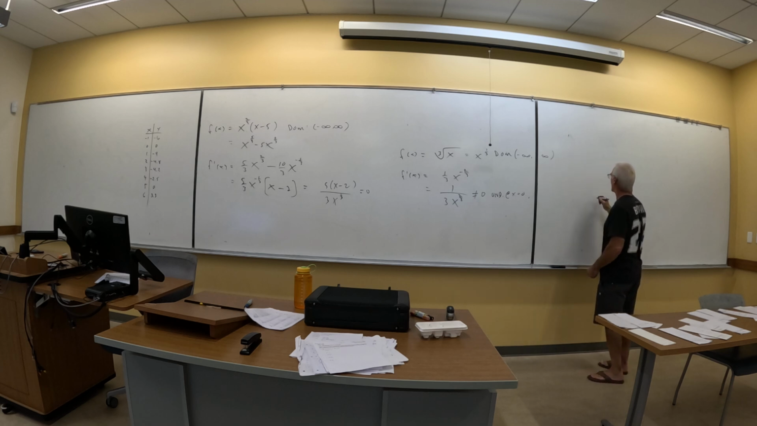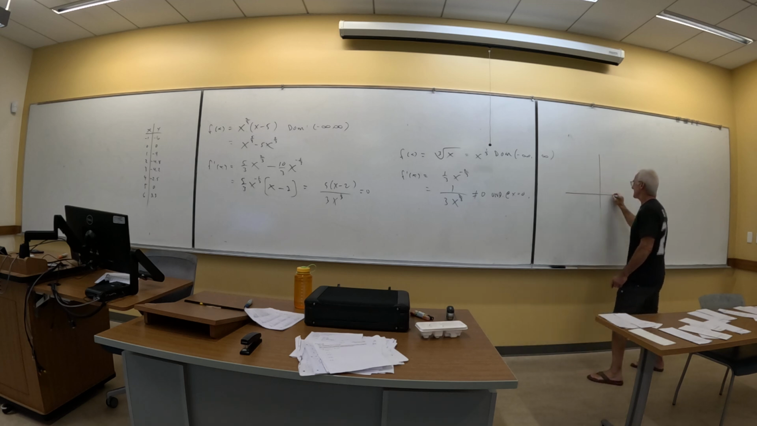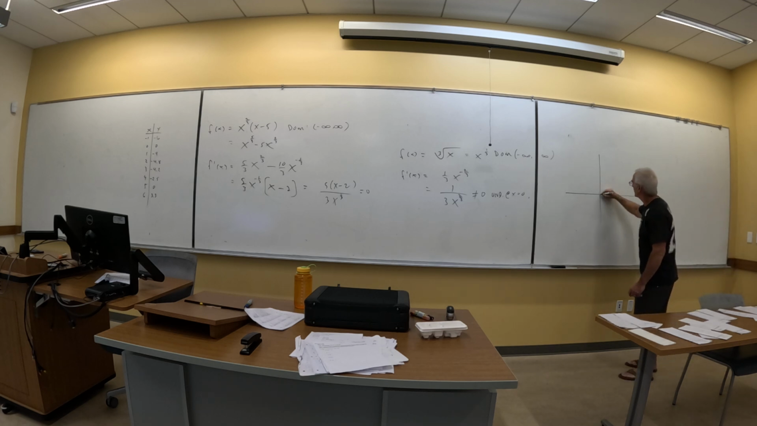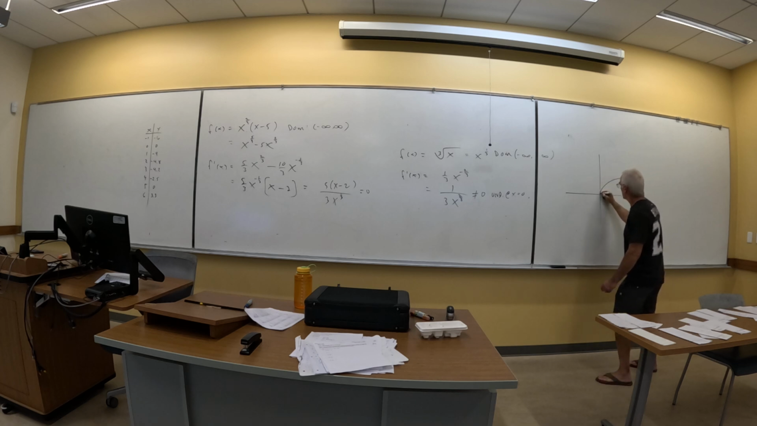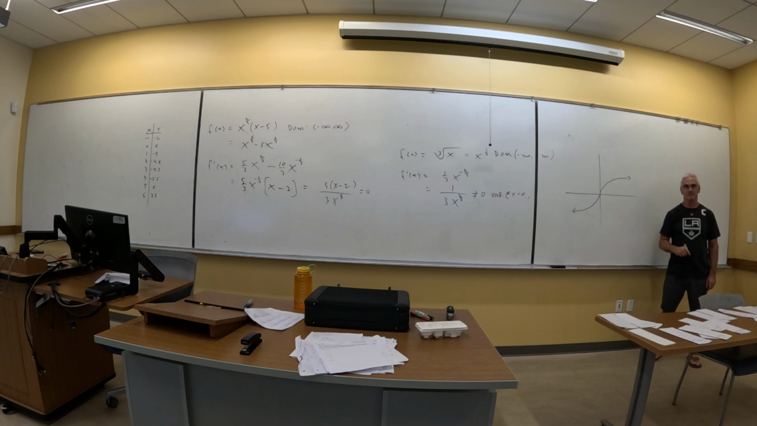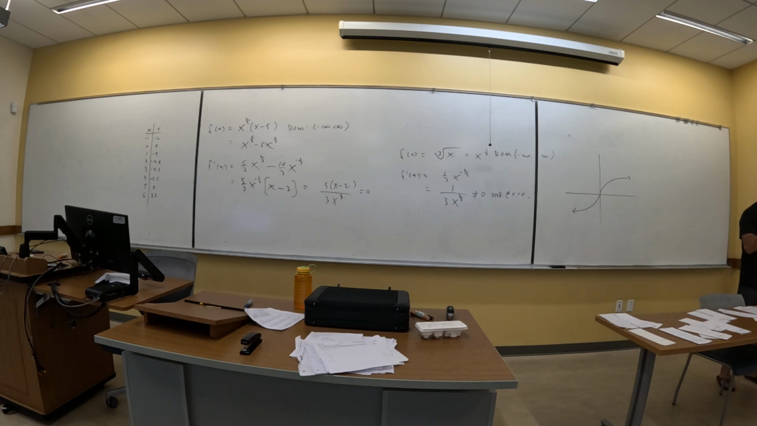So what's happening at 0? Well, technically this is the inverse of y equals x cubed. So if y equals x cubed has a horizontal tangent at the origin, this ought to have a vertical tangent at the origin. Looks like this. Now, it's a very subtle difference between a cusp and a vertical tangent. And this, we just say it's a vertical tangent. We don't say it's a cusp.